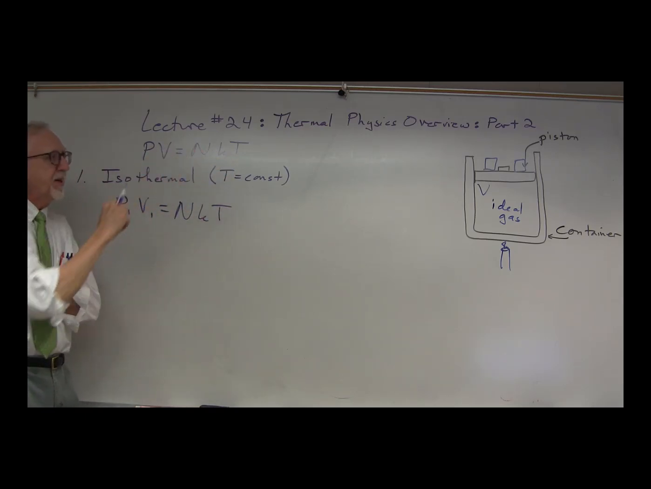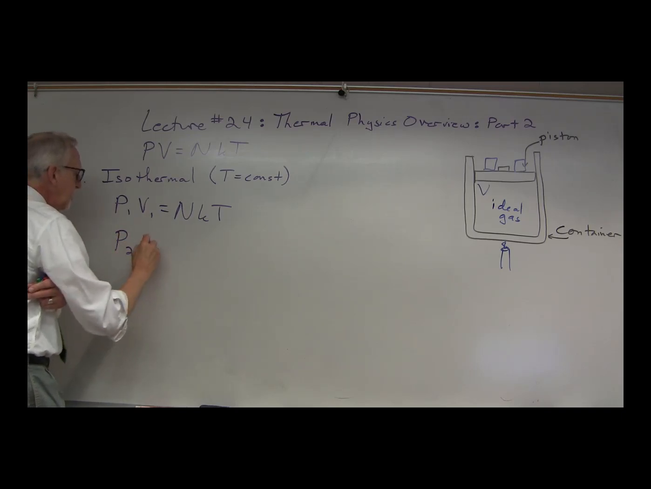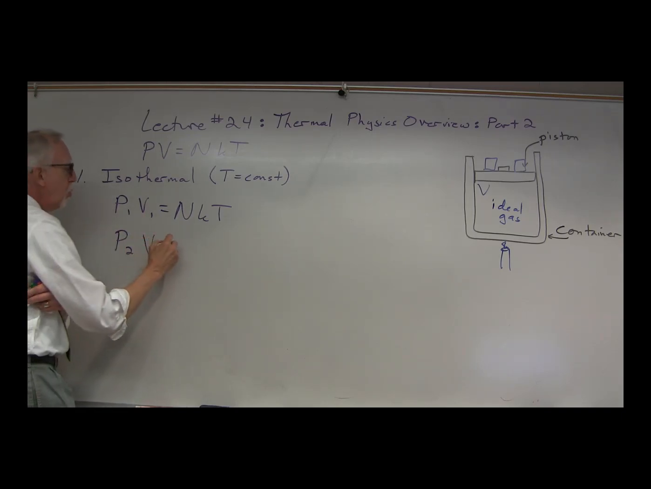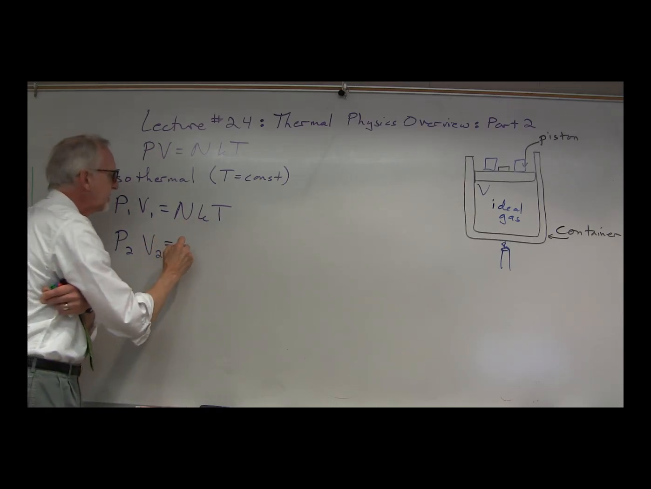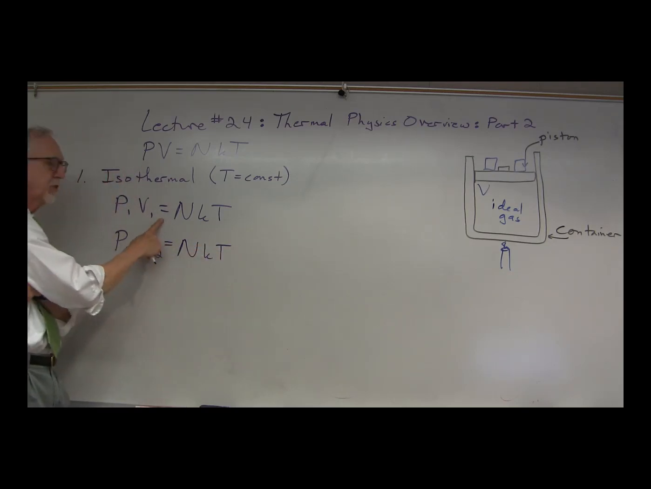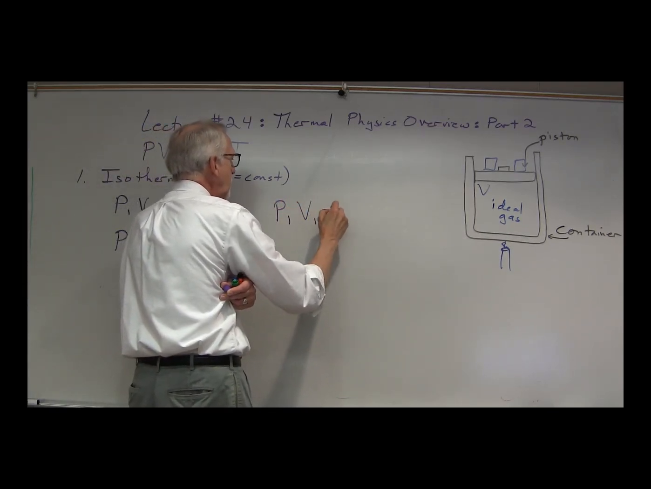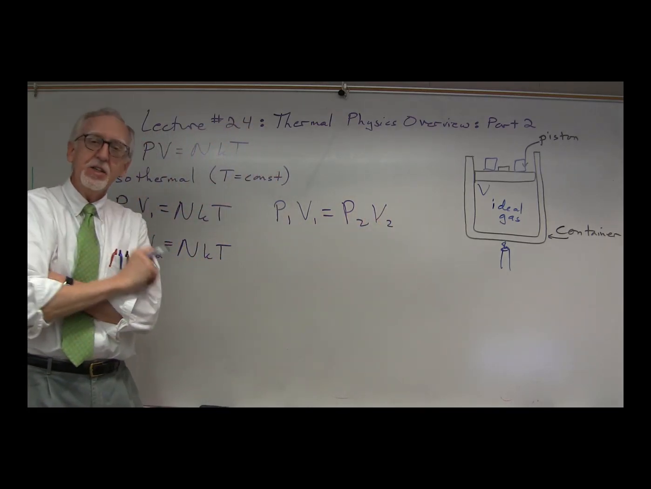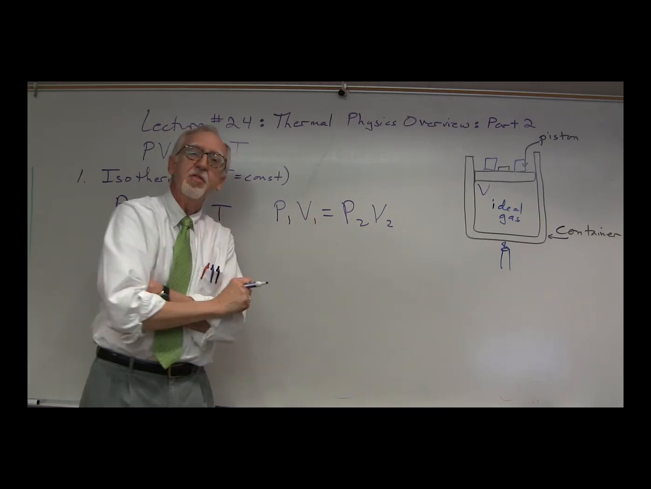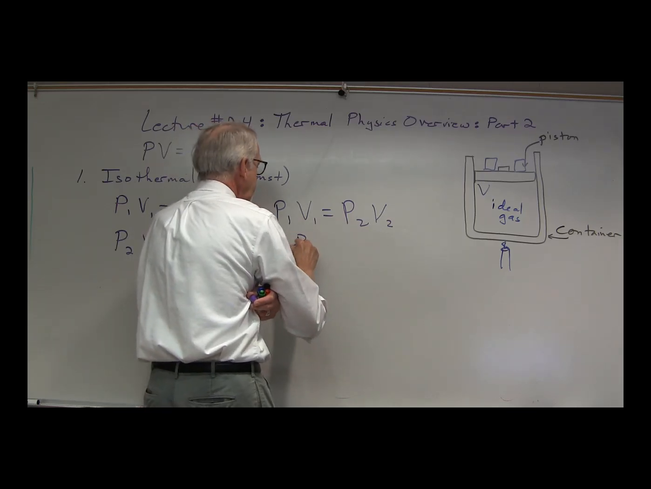If we then move the piston, change the volume, we get a new pressure. We know then that the new values, P2, V2, what does this equal? Well, if N is not changing and T is not changing, we must get the same value that we had for the first situation. So P1 V1 must equal P2 V2. For an isothermal process, the product of the pressure and the volume must remain constant. This result is called Boyle's law.